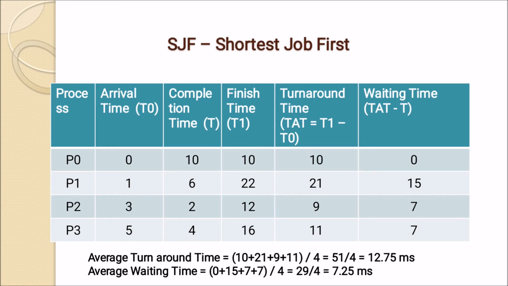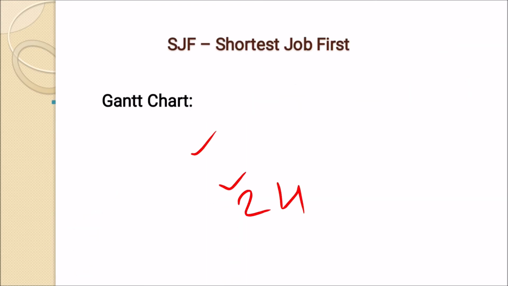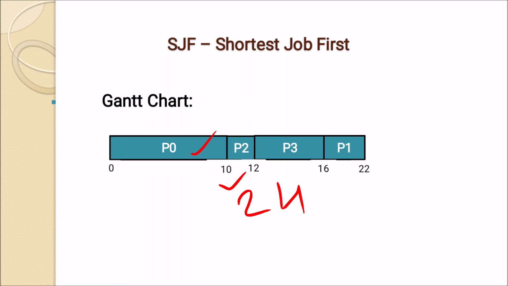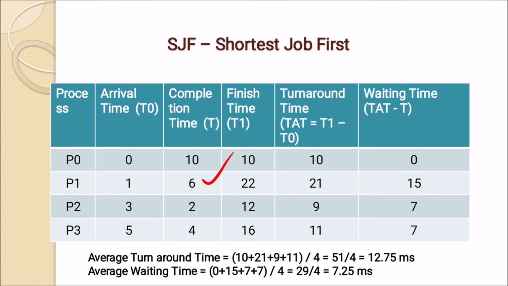Now this is the table with each process, its arrival time, and its burst time: 10, 6, 2, 4. Then the finish time. We can read it from the Gantt chart: the finish time for P0 is 10, for P1 it is 22, for P2 it is 12, and for P3 it is 16.